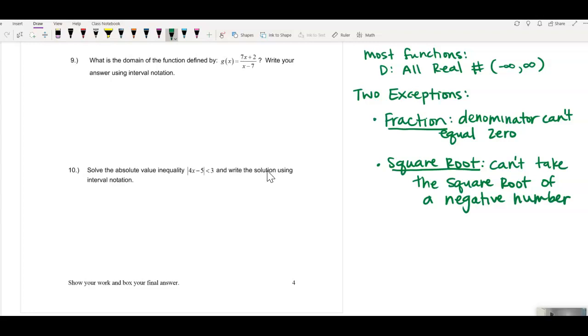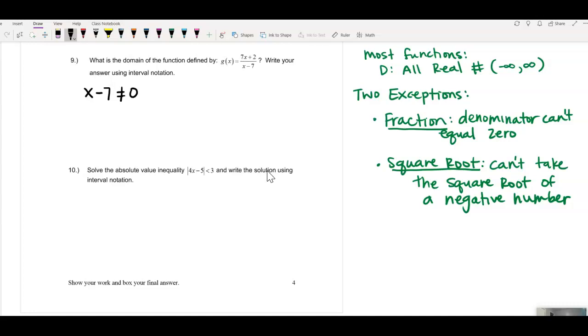Okay, so on this number 9, we don't have a square root in there. We just have a fraction. And so we said the denominator cannot equal 0. So I'm going to take whatever is in the denominator, that x minus 7, and I'm going to say it cannot equal 0. And then I'm going to go ahead and solve it. I don't care what's on top of the fraction. That doesn't matter. My top number could be 0. I can do 0 divided by a number. That just gives me 0. But when I do a number divided by 0, you try that on your calculator and it says error or domain error, and that's because you can't divide by 0.